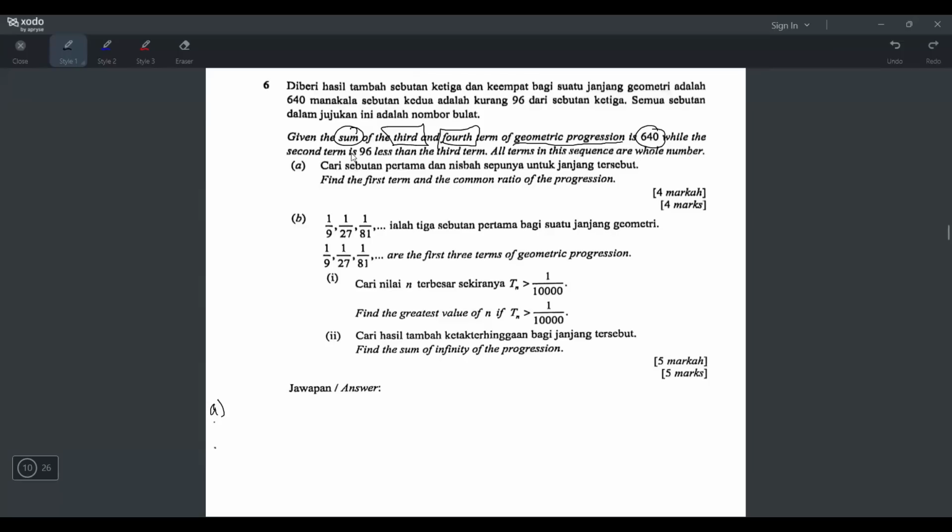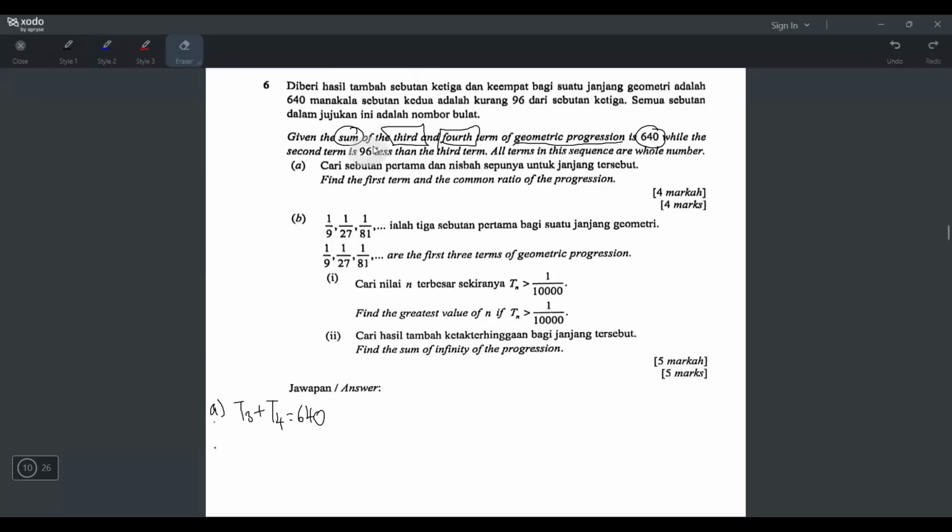Okay, let's write down the information first. The first information says the sum of the third and fourth term of the geometric progression is 640. That means T3 plus T4 equals 640. I hope none of you go and write S3 plus S4. Some of you might make this mistake because you see the word sum and get confused, thinking, oh, S3 plus S4. No, no, no. If they say sum of the third term and fourth term, what it means is T3 plus T4. The sum of the third term and the fourth term. So it's like this, and it's a GP.